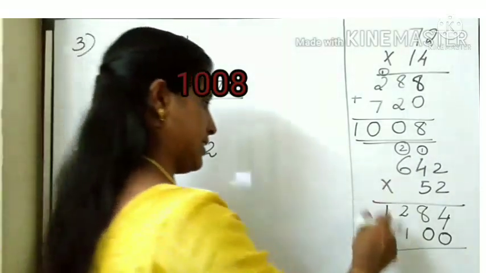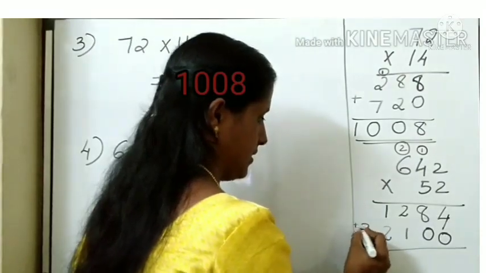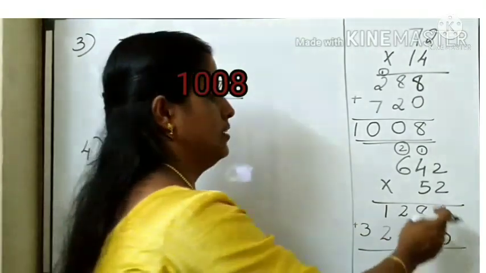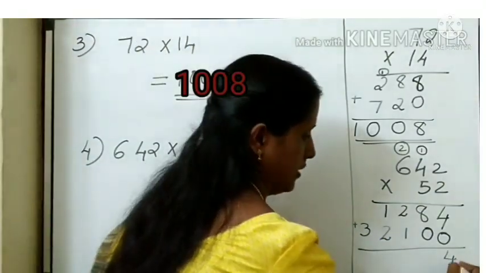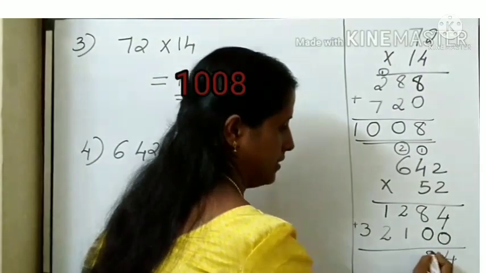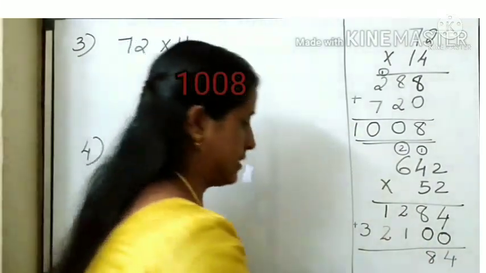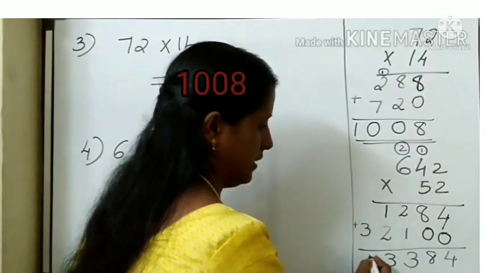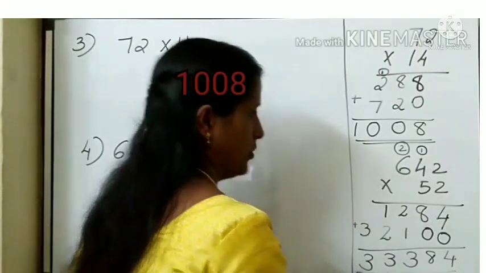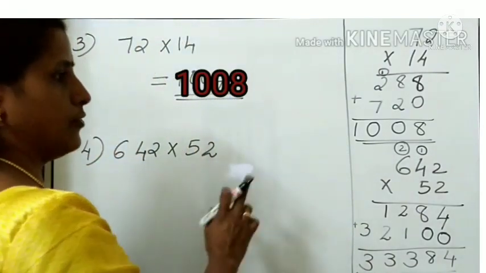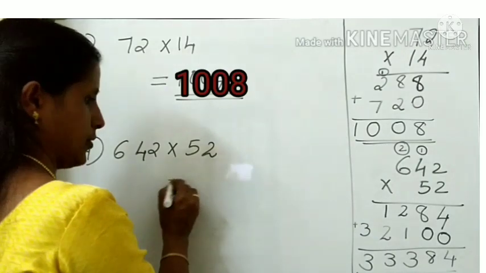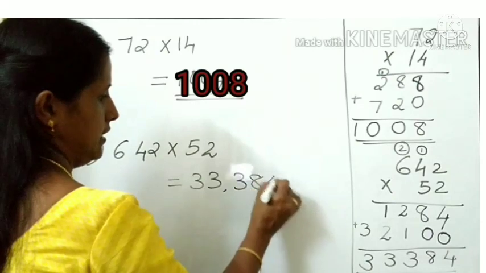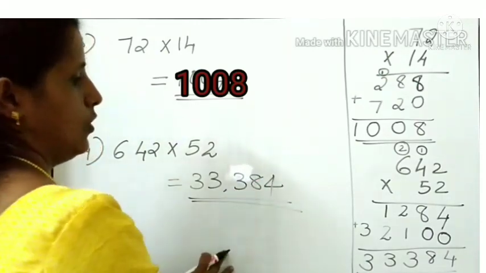Yes, addition. So, here, starting from where? Yes, starting from right. So, 4 plus 0, 4. 8 plus 0, 8. 2 plus 1, yes, 3. 2 plus 1, 3. And here, 3. So, the product of 6042 into 52 is equal to 33,384. All of you understand?